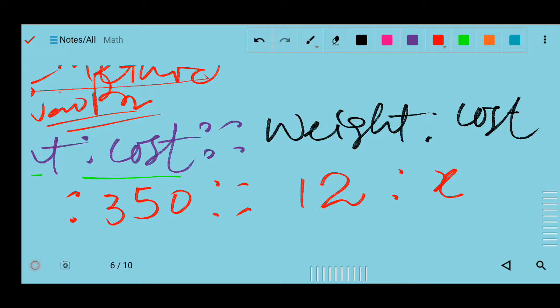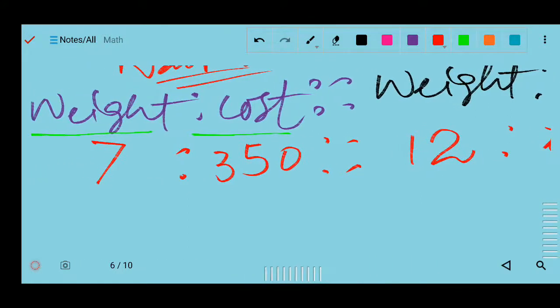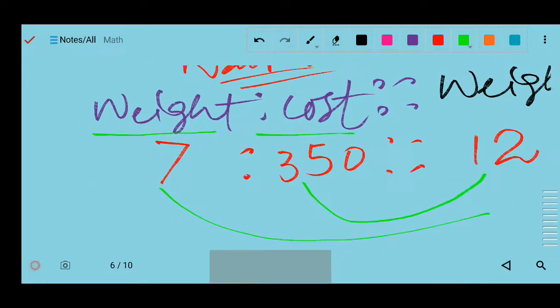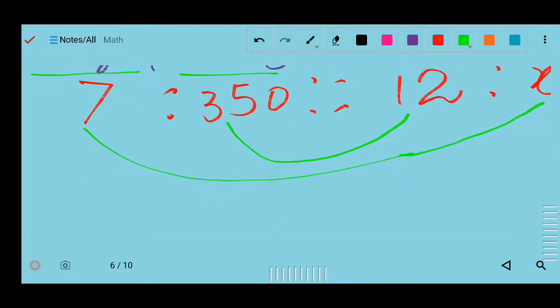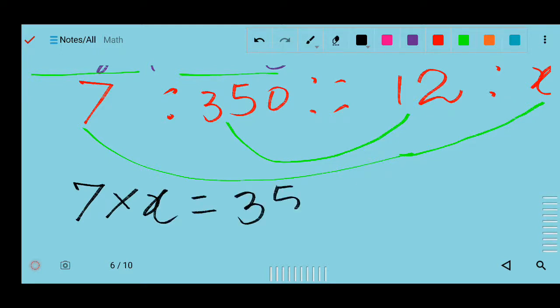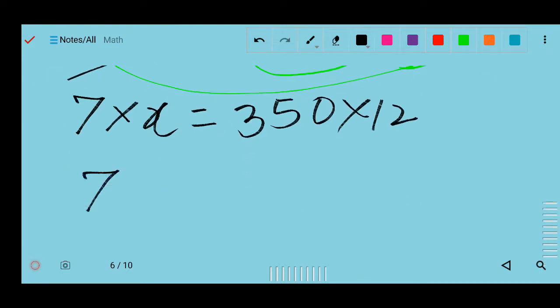Okay, now what will we apply, that rule we know, product of extremes equals product of means. It means we will multiply these two and we will multiply these two also. Now when we multiply, what is the step, the product of extremes, so what is the value in the extreme, 7 into x equals what is the value in the means, 350 into 12. These two are in the means and these two are in the extremes. Okay, now 7 into x, your 7x. Okay, I write it the same.